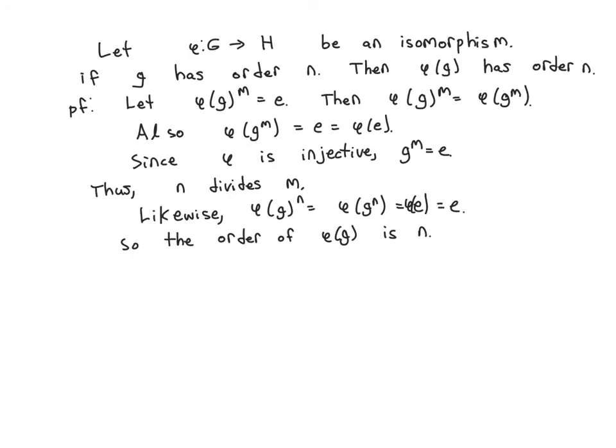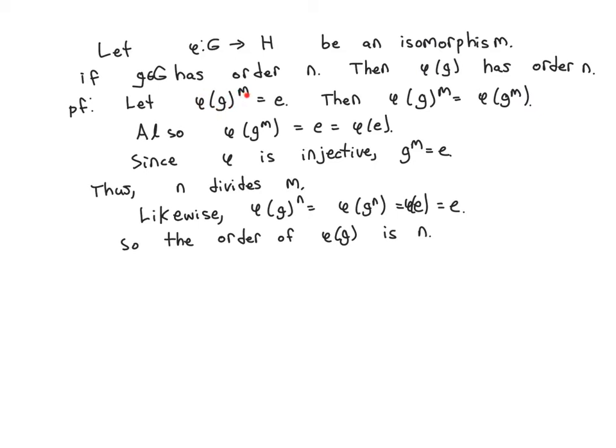Here's another interesting property about isomorphisms. That's simple enough and comes from these order calculations. Suppose you have an isomorphism between two groups, G and H. If you have an element little g in G that has order n, then its image also has order n. So, proof.